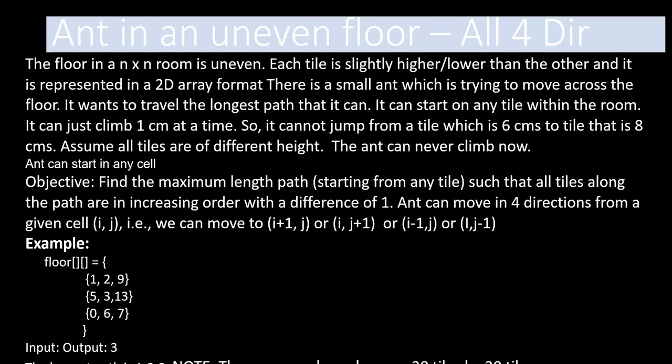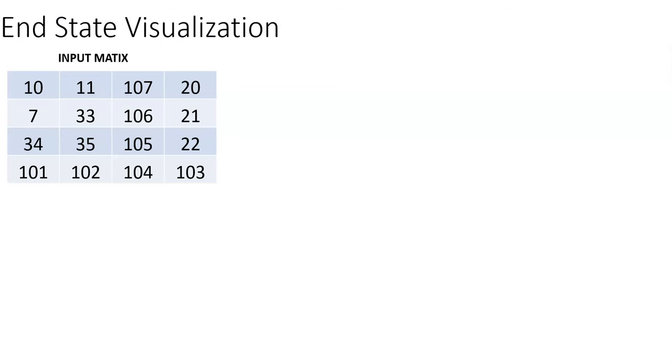So now a quick change in the question, right? Here it is the same question as earlier. The only thing is the ant can move in all 4 directions. It is not just right and down. It will move in all 4 directions. So we'll do the intermediate state construction and final state construction.